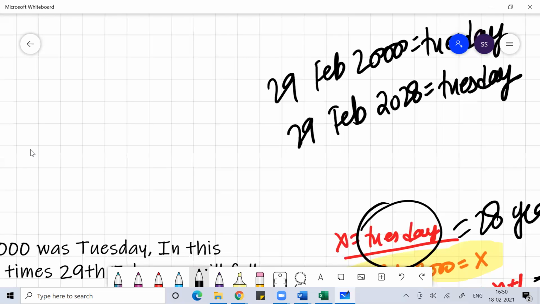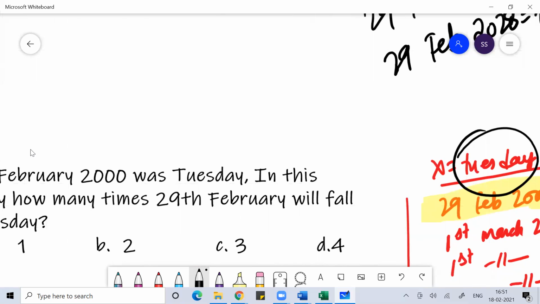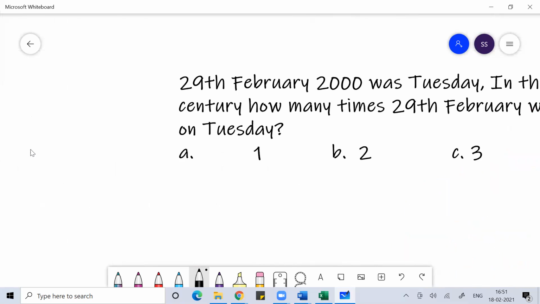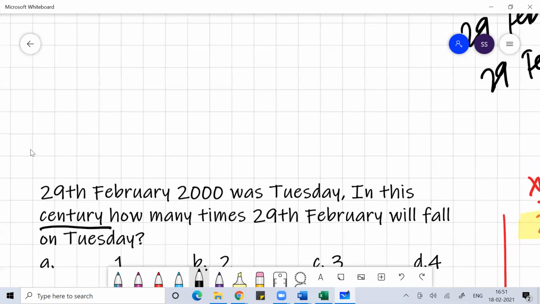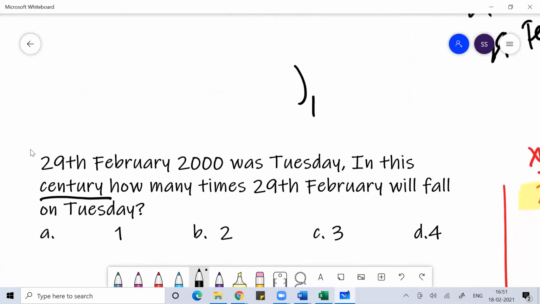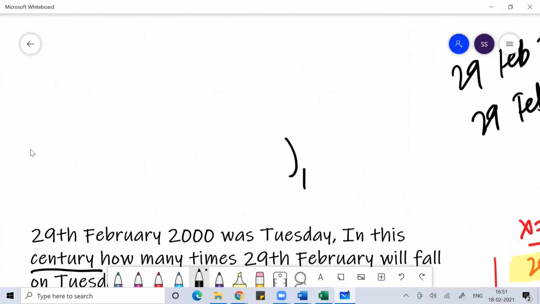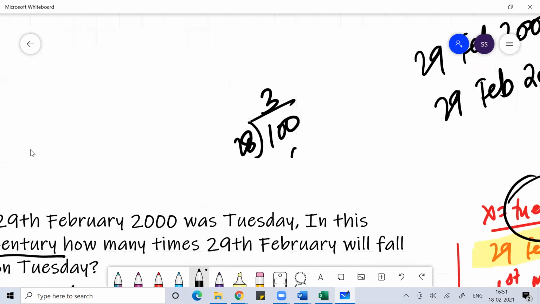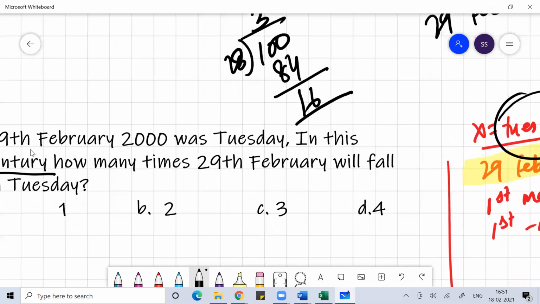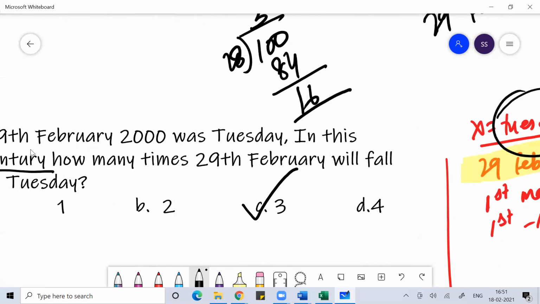So they are asking the question: in this century, how many times is there a 29 February? In 100 years, how many times will this happen? 28 times 3 is 84, so it happens only 3 times. The answer for this will be 3 years. You can check this.